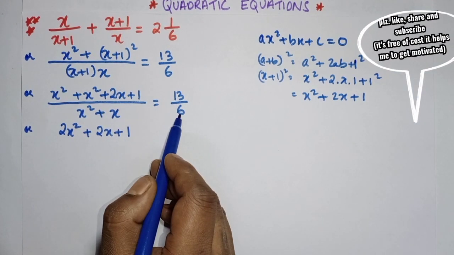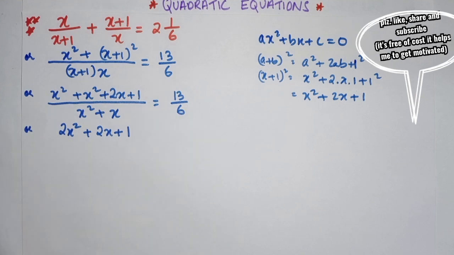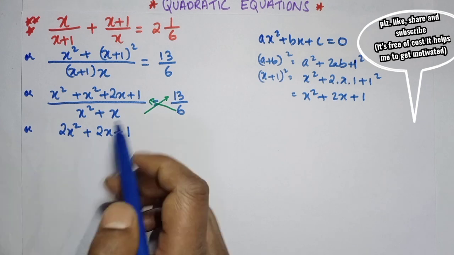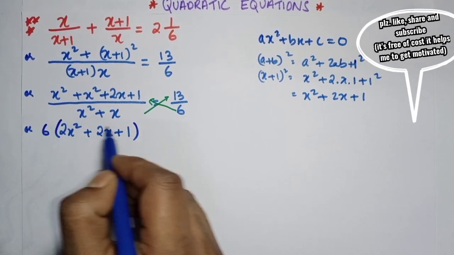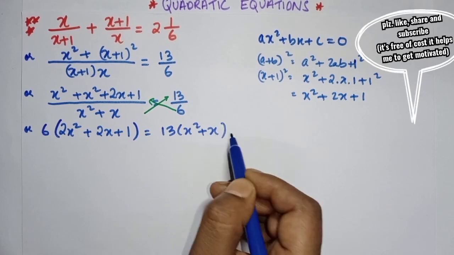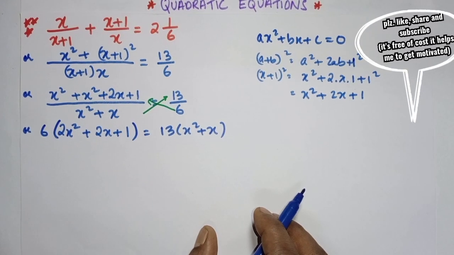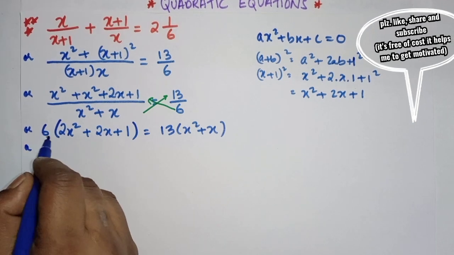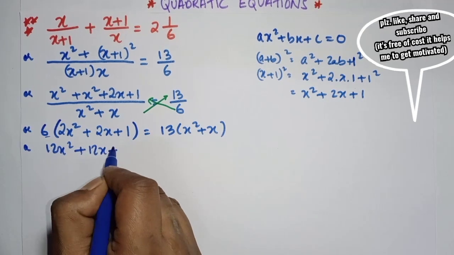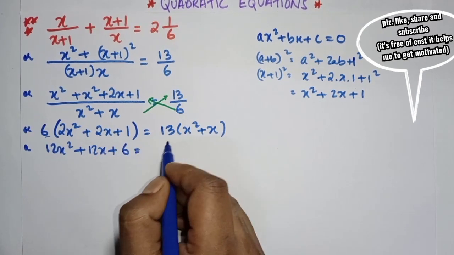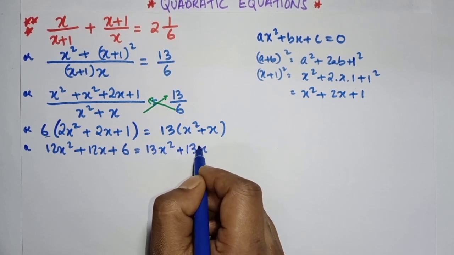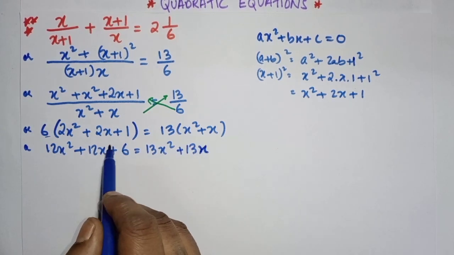Now what you can see, this 6 is there. So what do you have to do? Cross multiply. So this 6 will come this side, this I'll take to the other side. So 6 I'll write in the front equals to 13x square plus x. Now our next step, we will multiply this. 6 2s are 12x square plus 6 2s are 12x plus 6 1s are 6 equals to, this is 13x square plus 13x. Now I'll take this whole thing to the other side.